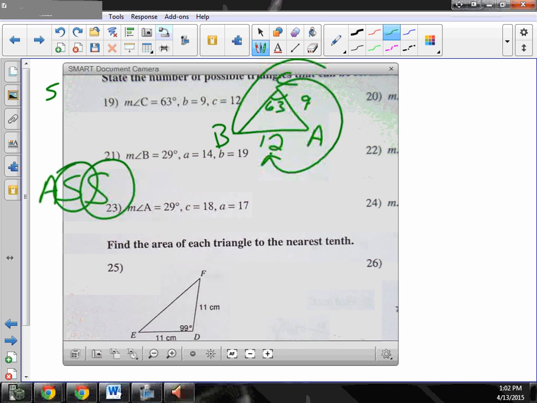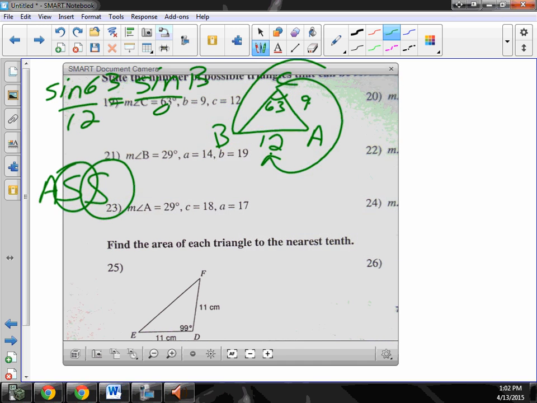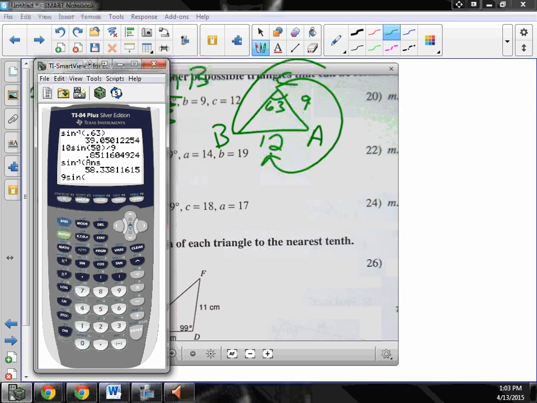Write it out. Sine of 63 over 12 is equal to the sine of, what would it be? B over 9. So 9 sine of 63 over 12. What does that number tell me? There is a triangle for sure. If this number is bigger than 1, then there are no triangles. Now we take the inverse of the answer, and I get 55, which tells me 55 is smaller than 63, which means there's only 1 solution.